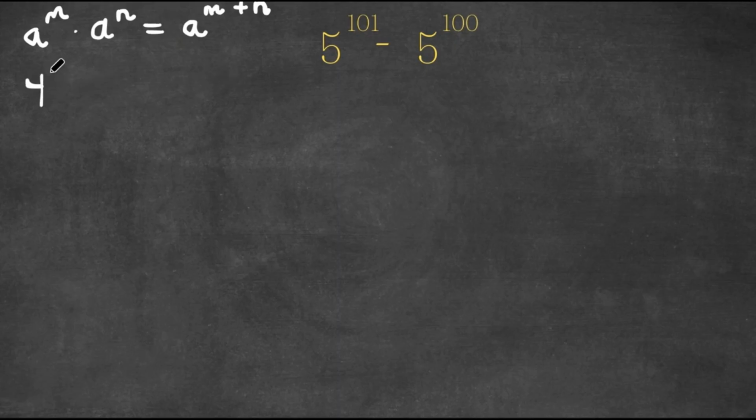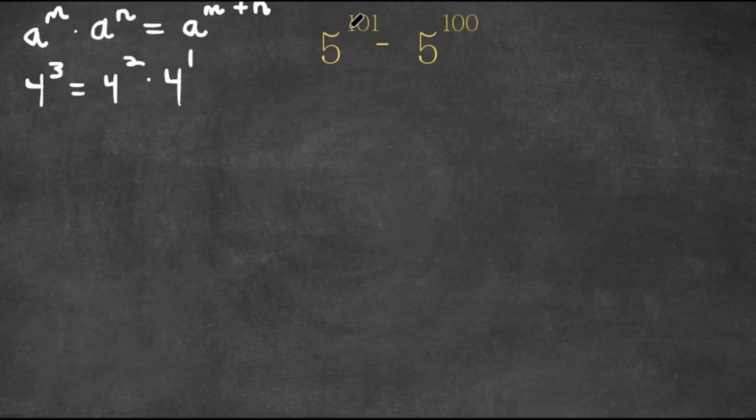So let's say we have 4 to the power of 3, right? This can be written as 4 squared times 4 to the power of 1, because when you multiply these two, the exponents add up, and 2 plus 1 adds up to 3.